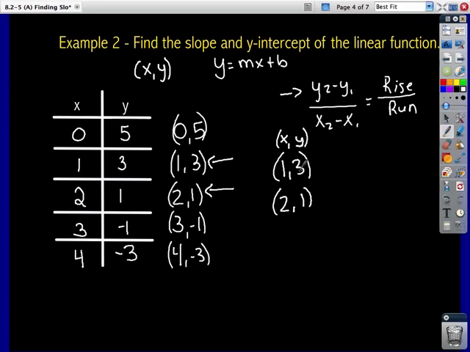So I'm going to subtract the y's. 3 minus 1 is 2, and 1 minus 2 is negative 1. But now I have to remember to put them in the right place in the fraction. So the y difference goes in the numerator. That's this one. And the difference between the x values goes in the denominator. It's this one. So our slope is -2.